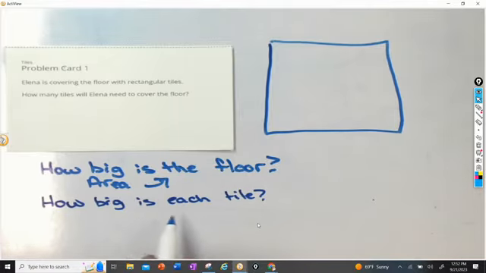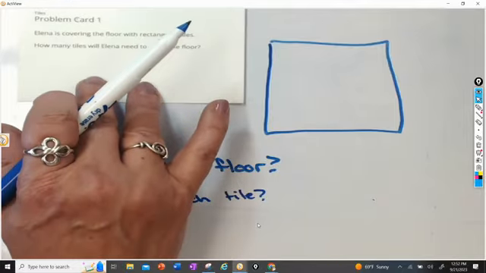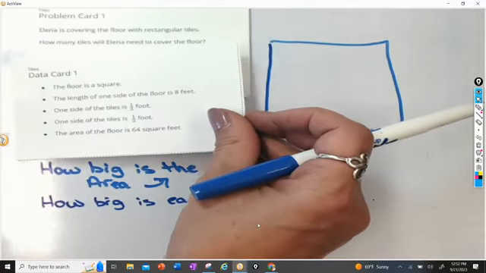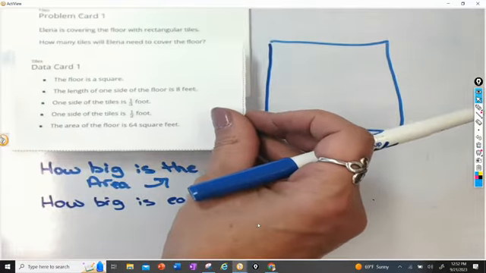And I need to know the size of each tile in order to know how much each tile covers, right? Because I think the question is, how many tiles will Alina need to cover the floor? All right, I'll put that up here. And I'm going to go ahead and show the data card. But remember, in class, you would have to ask for these answers, I'm sorry.